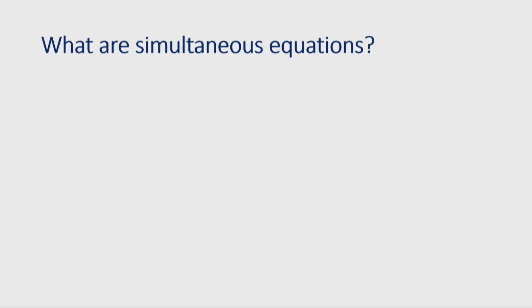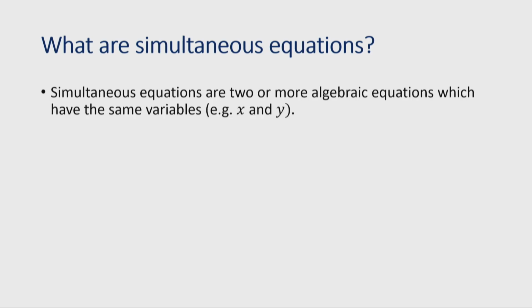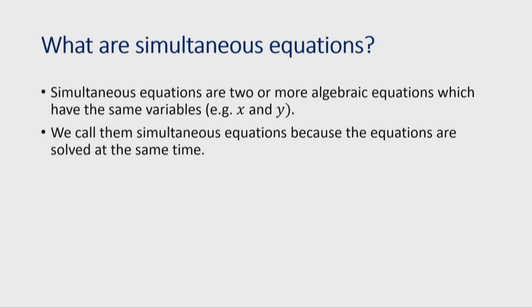So what are simultaneous equations? They are equations involving 2 or more algebraic equations which have the same variables. In our grade 10 and grade 11 syllabus, we are going to restrict ourselves to 2 equations involving 2 unknowns. So these equations will be called simultaneous equations because we are going to solve both equations at the same time.